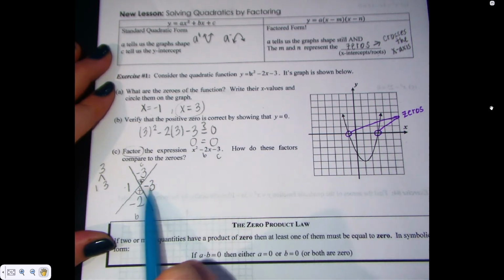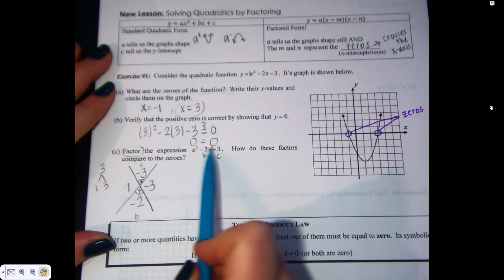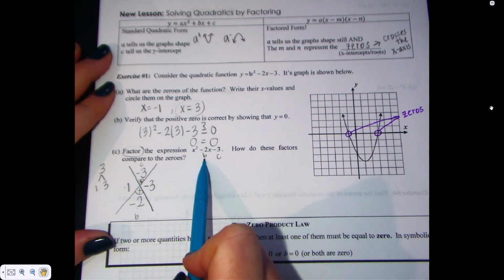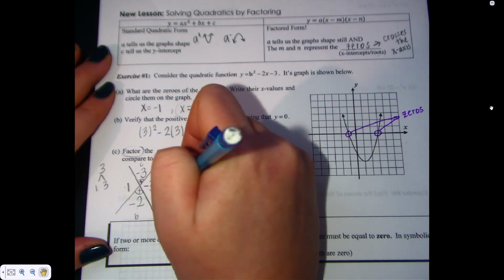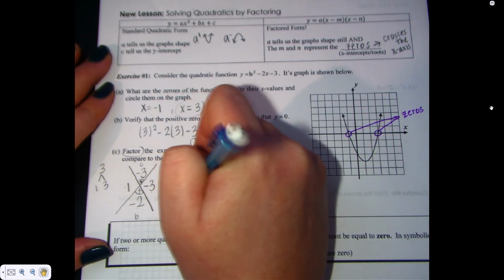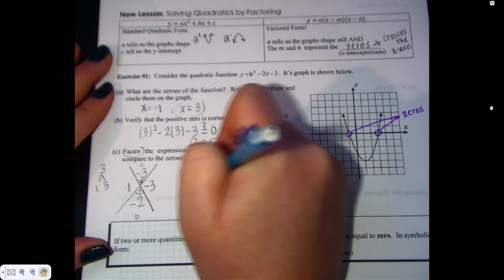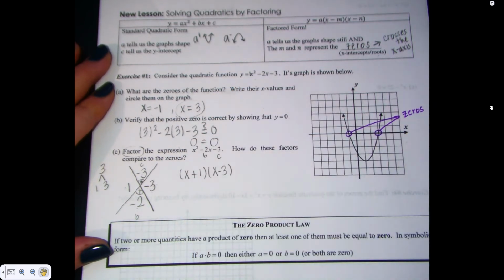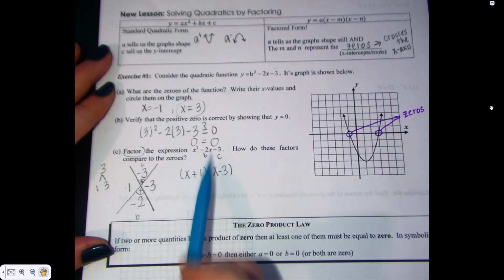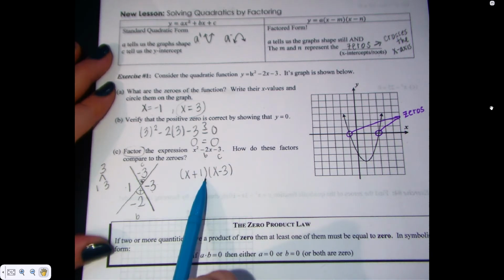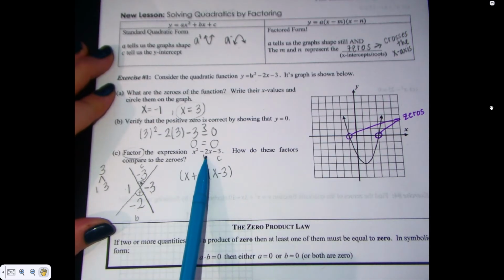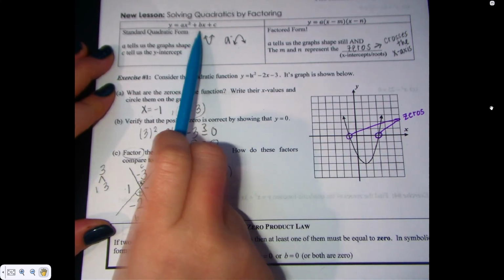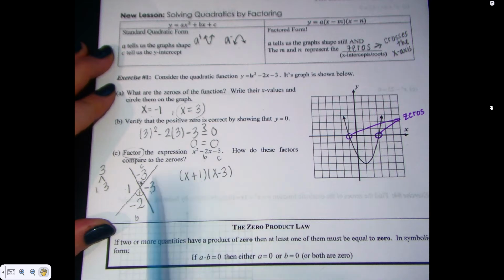That means that my factors have different signs, and the sign in front of your B value is the sign of the bigger number. So what are my factors here? I get x plus 1, x minus 3. Okay, so these two things are equivalent. This is factored form, and this is standard form. Same thing, just looks a little different.